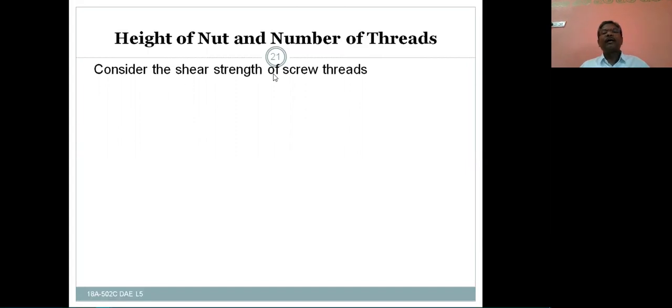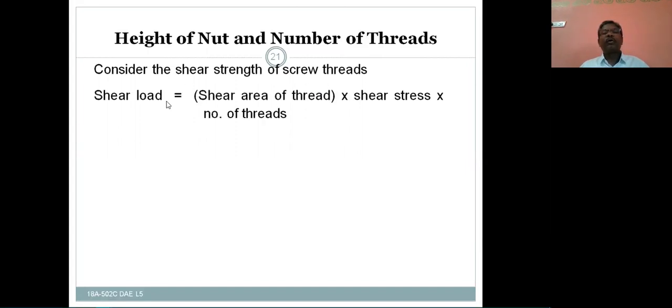Consider the shear strength of screw threads equal to the shear load, which is the shear area of the thread into shear stress into number of threads. Shear area is pi into diameter into T, that is the circumferential length and this is the thickness of the nut. Now tau is the shear stress and n is the number of threads.